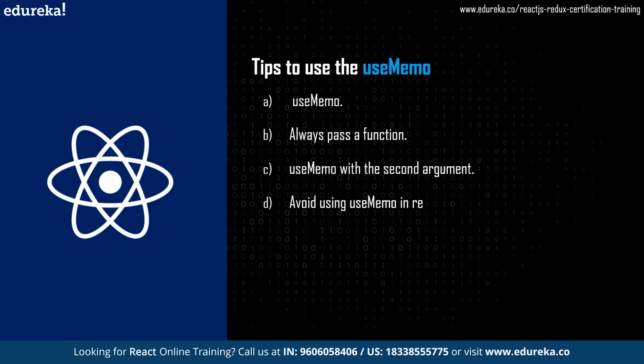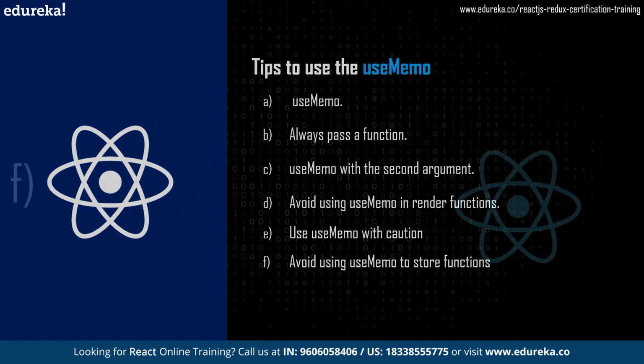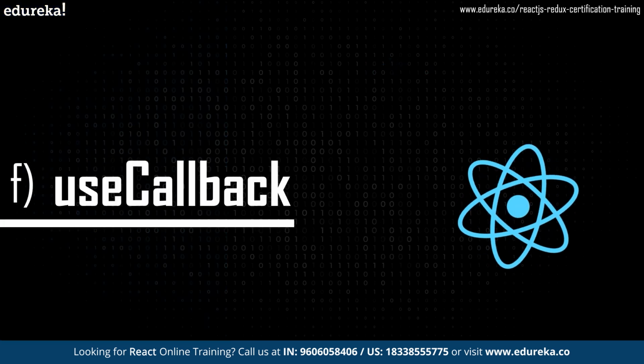Avoid using useMemo in render functions, as it can lead to poor performance. Instead, you can use it in the component functions that are called before the component re-renders. Also, you need to use useMemo with caution when working with large data sets or complex computations, as it can cause performance issues if not used correctly. And avoid using useMemo to store functions, as they cannot be memoized. Instead, you can use the useCallback hook for this purpose. Now, let us see the useCallback hook.